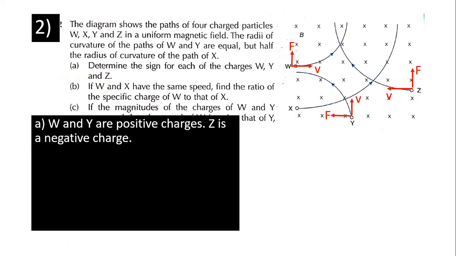Okay. W and X have the same speed. Find the ratio of the specific charge of W to that of X. Now you can see that if you don't do homework, I have to go with you one by one so that you understand. It's a waste of time only.